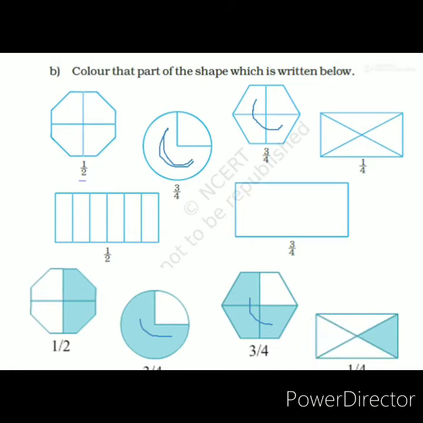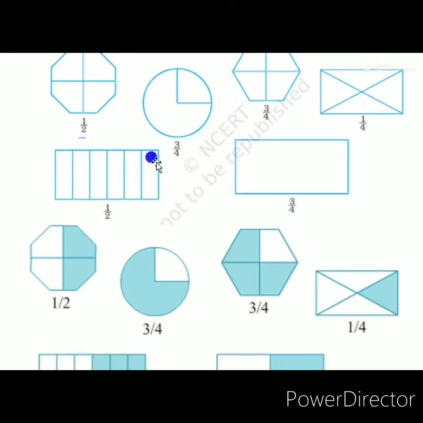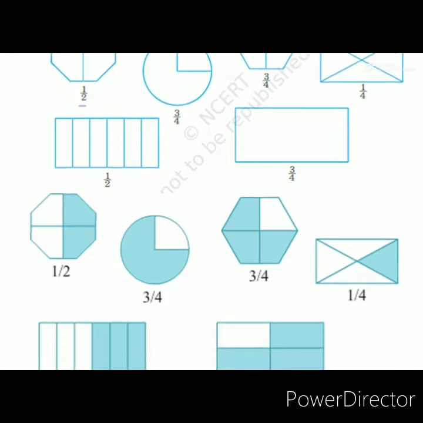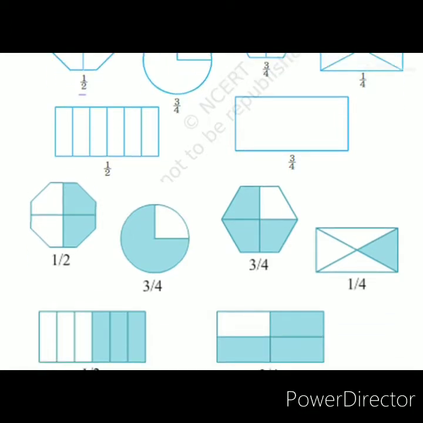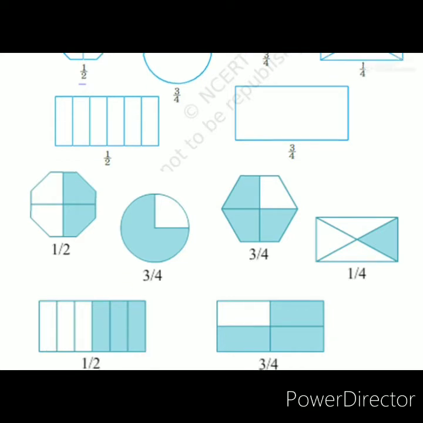Now the question 5th one. Half of this rectangle. So how many equal parts are there? 1, 2, 3, 4, 5, 6. Total 6 equal divisions are there. To show the half of 6, divide 6 by 2 equals 3 parts. So we have to color 3 parts of this rectangle. Out of 6 equal parts, 3 parts here I have colored.